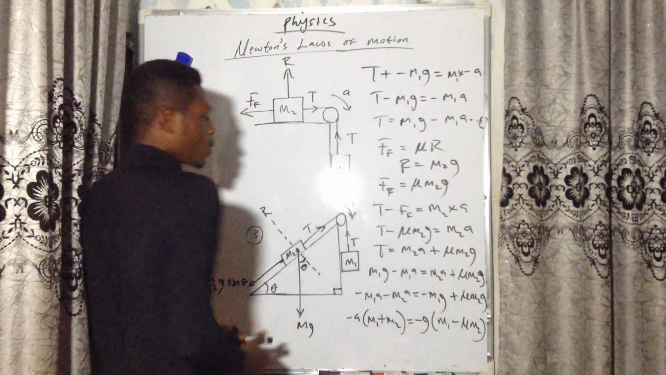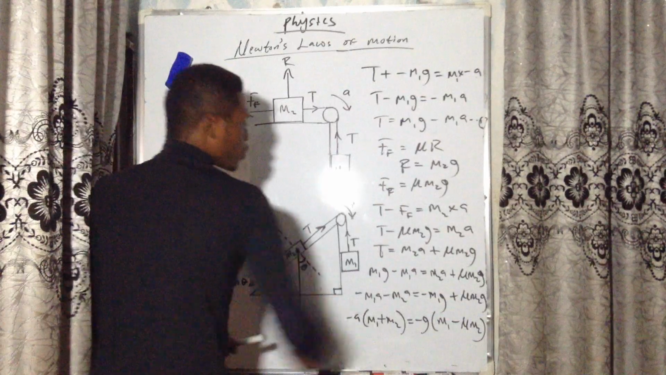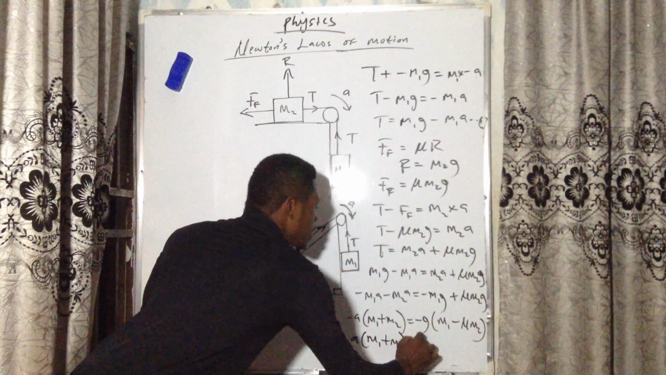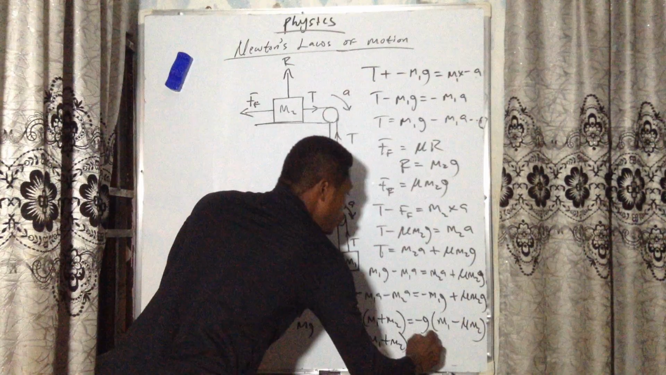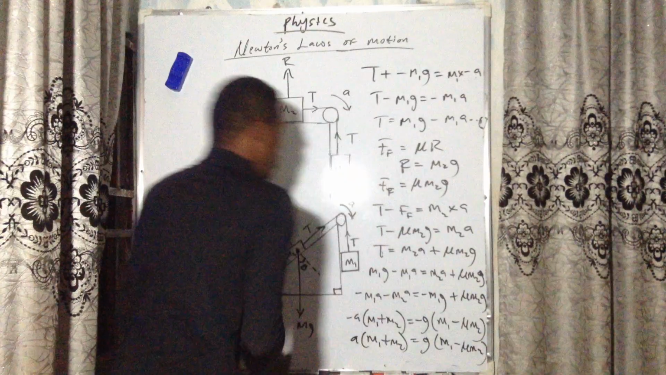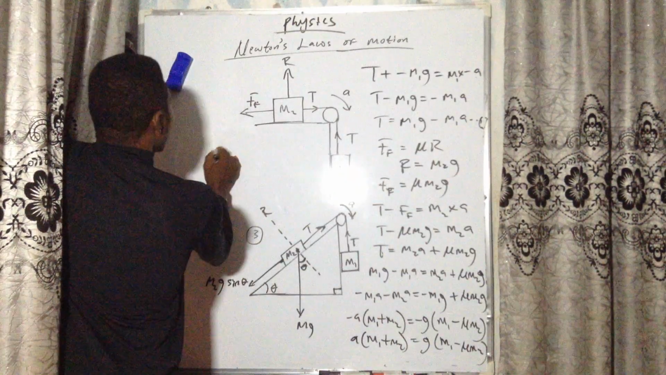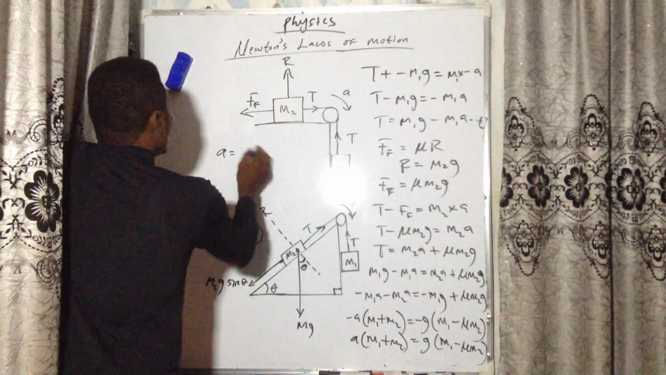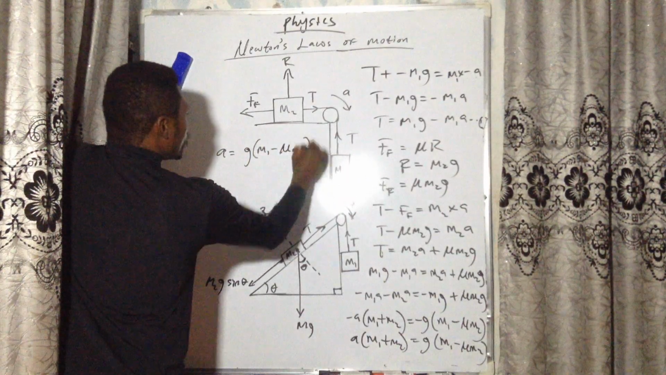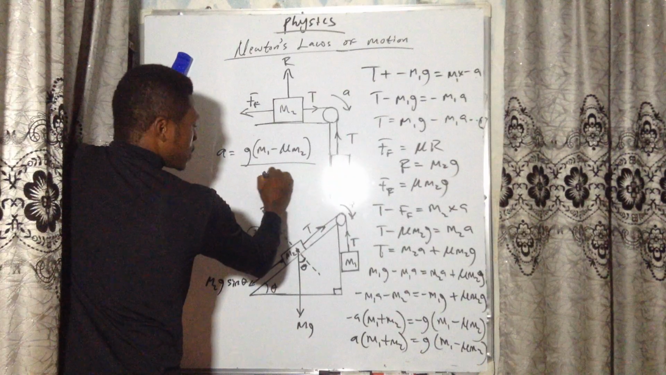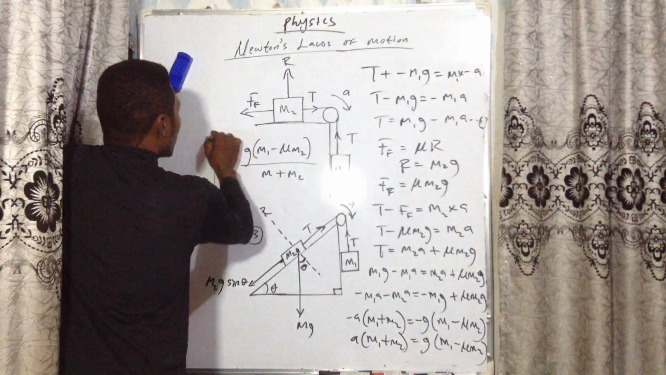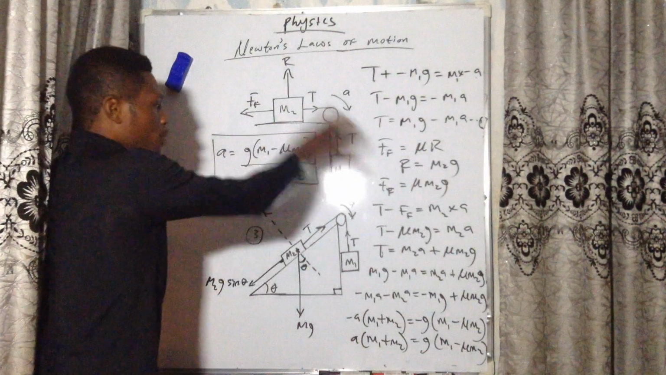The same thing with minus. So we cancel minus both sides. We now have A bracket M1 plus M2 is equal to G bracket M1 minus mu M2. So we now have that the acceleration A is equal to G bracket M1 minus mu M2 all over M1 plus M2. So this is the equation for the acceleration.